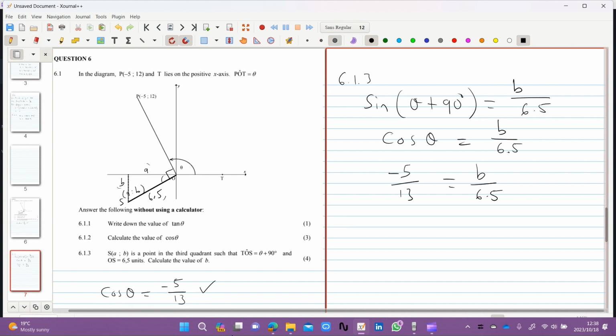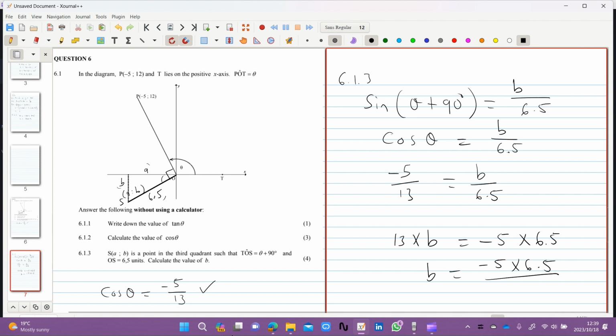Now we can just cross multiply. We multiply B and 13, so we have 13 multiplied by B, and then we multiply these two, 6.5 and -5. And then we have B equals -5 times 6.5 divided by 13.